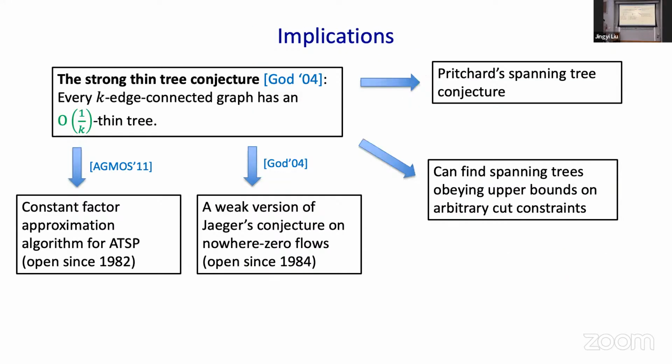So I think the question is very interesting on its own. But actually, this has some very nice implications, the strong version. It turns out that if you can find algorithmically a 1 over k thin tree, then you get a constant factor approximation algorithm for the asymmetric traveling salesperson problem. And you also prove a weak version of Jaeger's conjecture on nowhere 0 flows. And you can also solve various problems on spanning trees and cut constrained spanning trees.